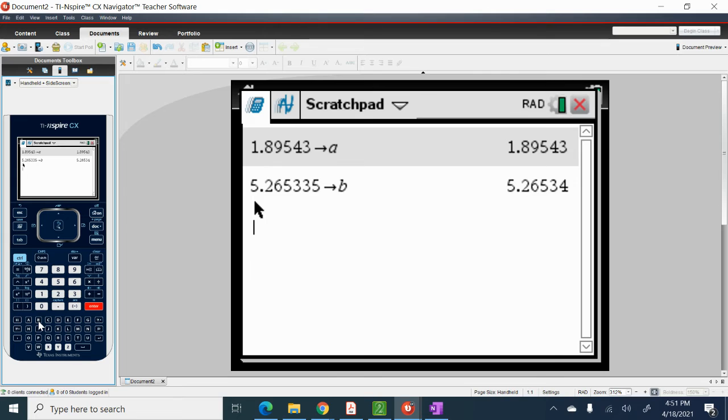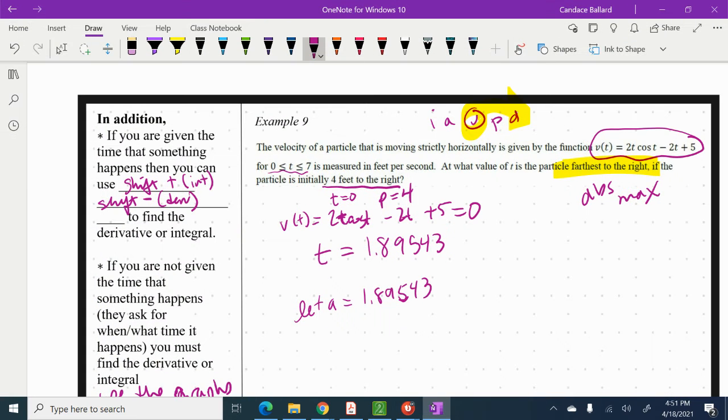So 5.2653, and you could also say let B equal 5.2653. You have to write these down though on a free response and let the graders know you understood you found the critical numbers first. There's usually a point for that.